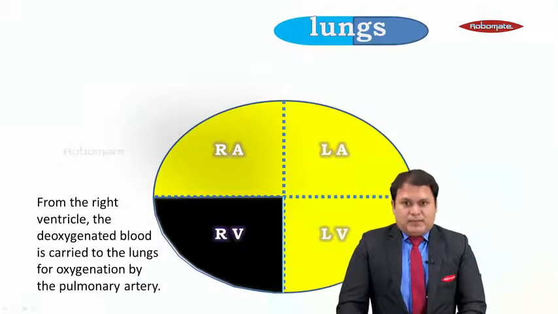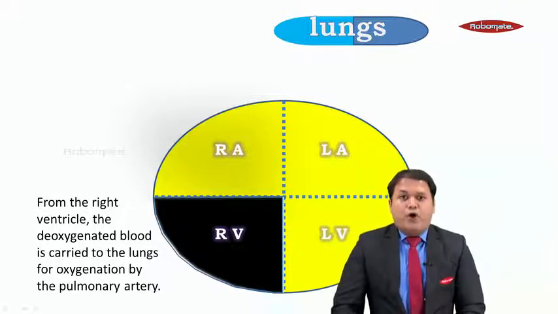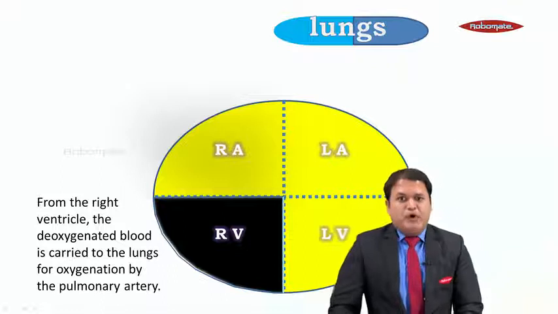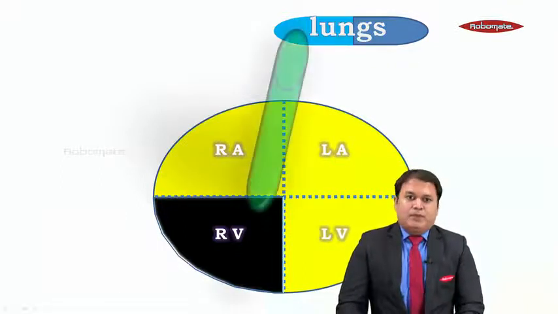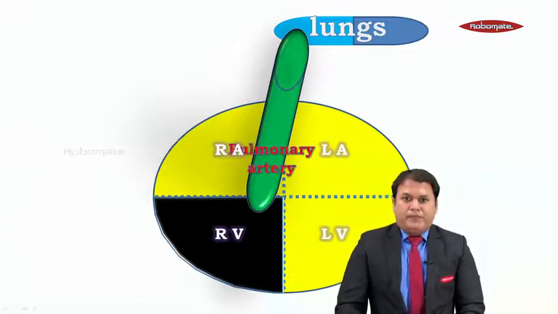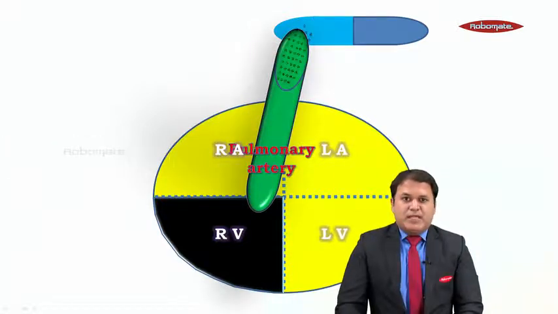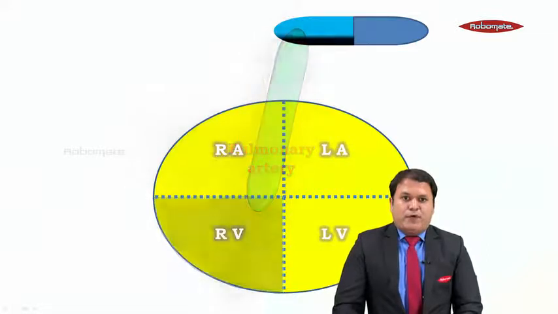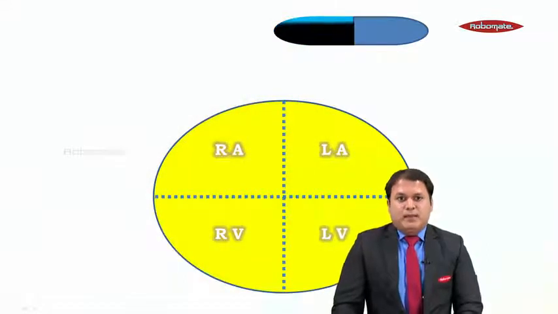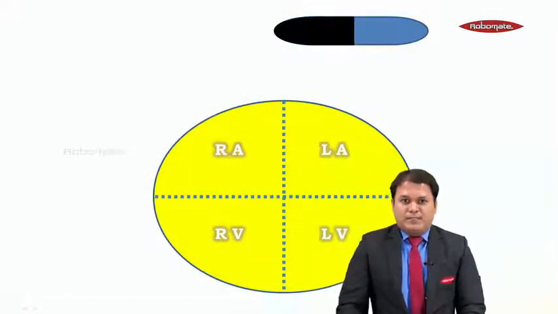These are the lungs. Now from the right ventricle, the deoxygenated blood is carried to the lungs for oxygenation, that is for purification, by the pulmonary artery. So we have the pulmonary artery which carries the deoxygenated blood to the lungs for oxygenation. So you can see impure blood getting filled in the lungs.